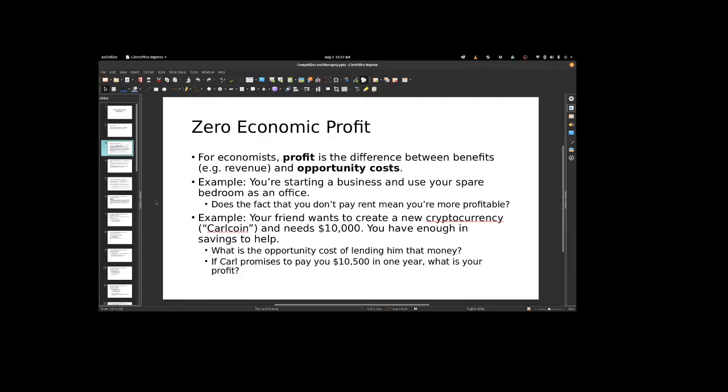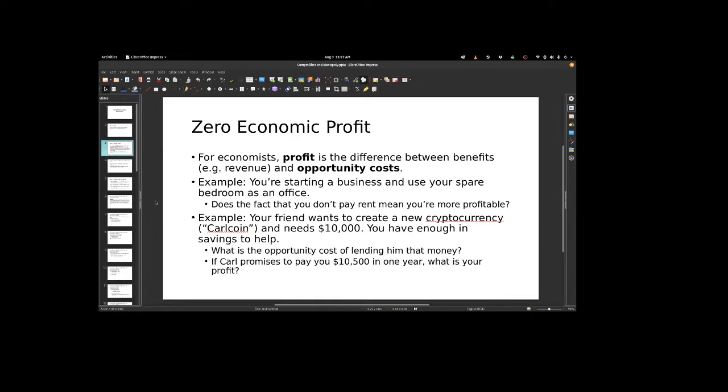Right? So profit is what you get minus what you gave up. Our two examples here: one is you are starting a business and you have a spare bedroom. For example, I am recording this in my spare bedroom that I am using as an office space. Do I have a free office in this room, or do I need to think more clearly about opportunity cost to see what I'm actually getting out of this space?